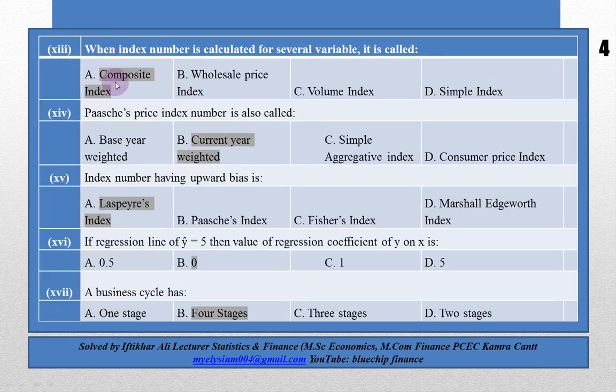MCQ number 13, when an index number is calculated for several variables, it is called a composite index number. Purchase price index number is also called current year weighted index number. Having upward bias is Laspeyres' index. If the regression line y hat equals 5, then the value of the regression coefficient of y on x will be 0. A business cycle has 4 stages. So this was the first question, and all the correct options are given here.